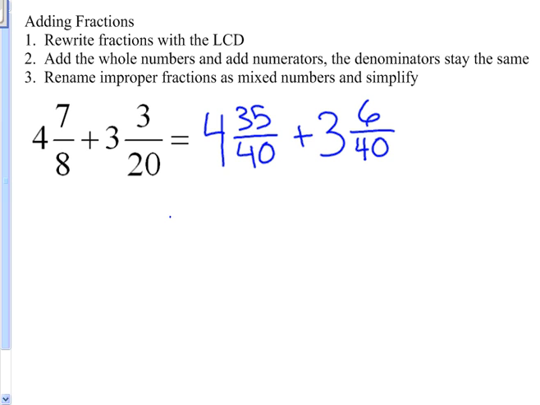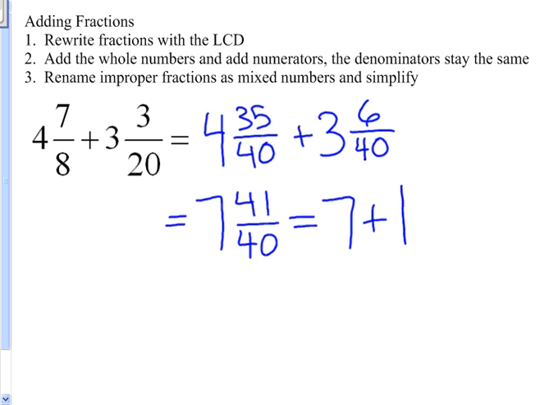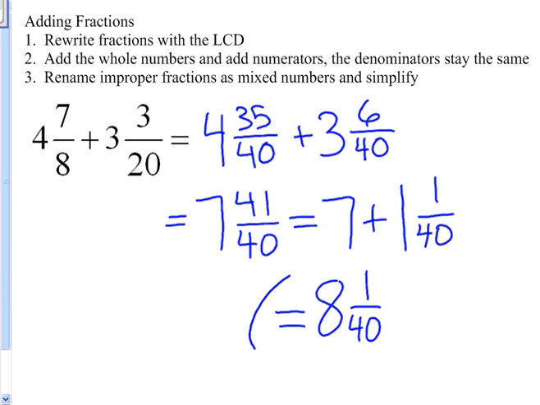When I add these two together, I add my whole numbers first, I get 7. And then I add my numerators. 35 plus 6 is 41 40ths. I have an improper fraction here, so I'm going to rename it. 41 40ths is the same as 1, because 40 goes into 41 one time, with 1 40th left over. So my final answer here is 8 and 1 40th. This cannot be reduced, so I have found my answer.